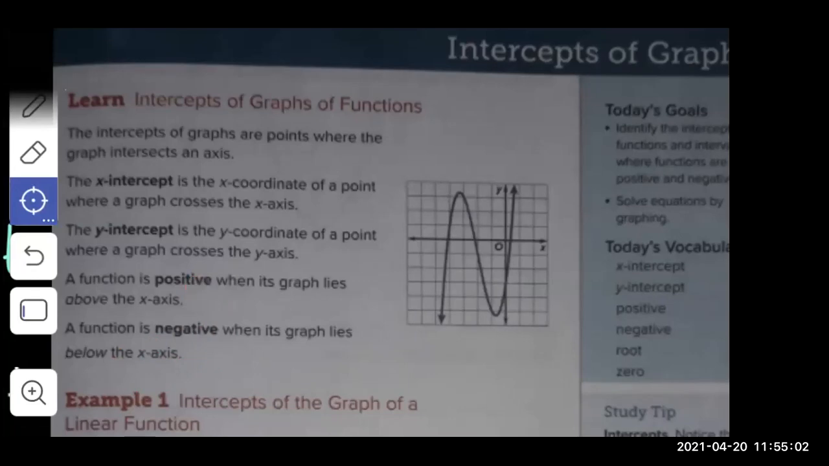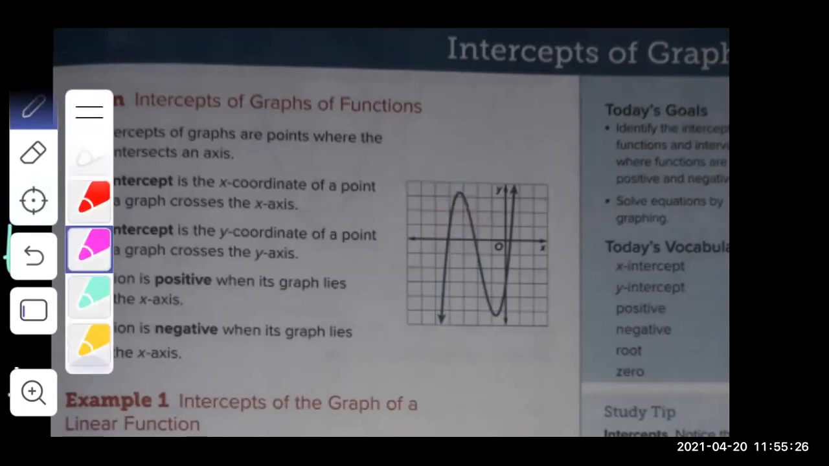Positive, what does this mean, guys? A graph is positive if the graph is above, means arriba, if it is above or sobre the X axis. Okay, take a look at this. This is the X axis. This part of the graph, guys, is above the X axis, sobre. It's above. This part is positive.